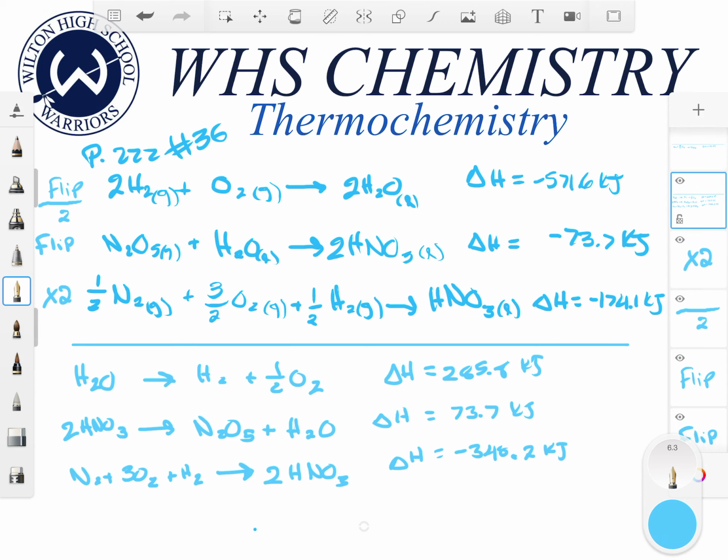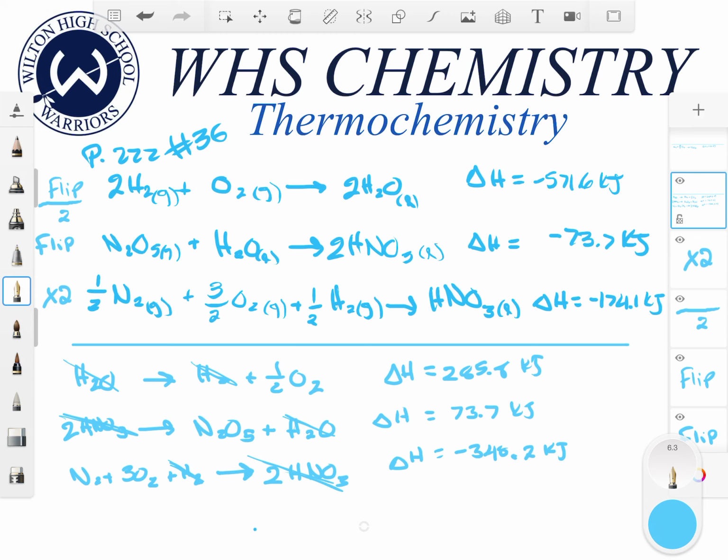So now that we have these equations all ready, we can start to cancel out compounds. We'll start here by canceling out H2O. We see H2O is on the left here and on the right here. Now, if we go again, we can see that hydrogen in this first equation is on the right, and it is on the left in the third equation, so we can cancel those. Now, we can also cancel nitric acid, which is on the left here and on the right here.